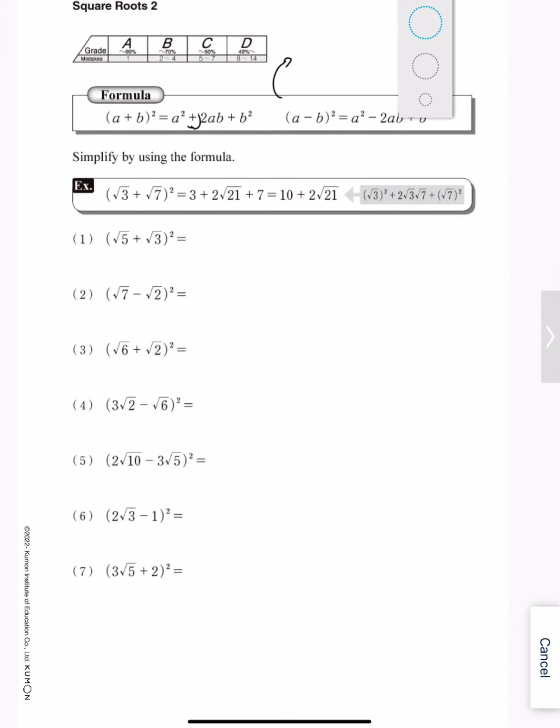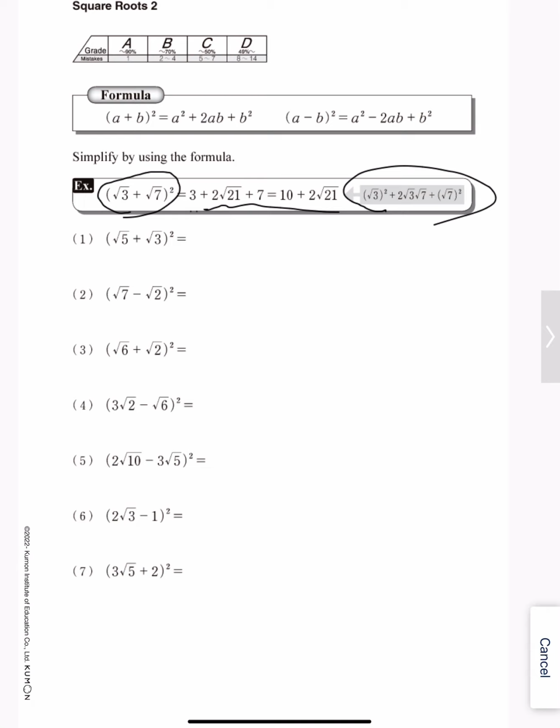Okay, page 38, and we're going to simplify the square roots using formula. Before we start, we're going to take a look at the example that we're going to use. So the example says that root 3 plus root 7 to the power of 2 is equal to yada yada yada, and then we have a little expansion over here. So let's understand this a little bit first.